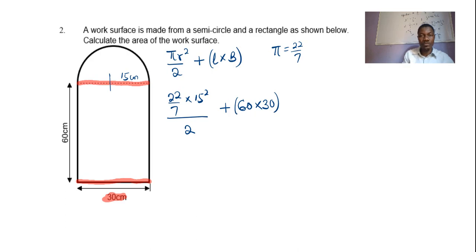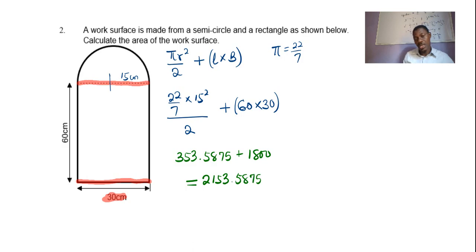Okay, so if we resolve the whole of this on our calculator, we get 353.5875, and we know that 60 times 30 will give us 1800. So here we have 1800. When we sum these two together, we end up having 2153.5878. So let's approximate it to the nearest whole number.